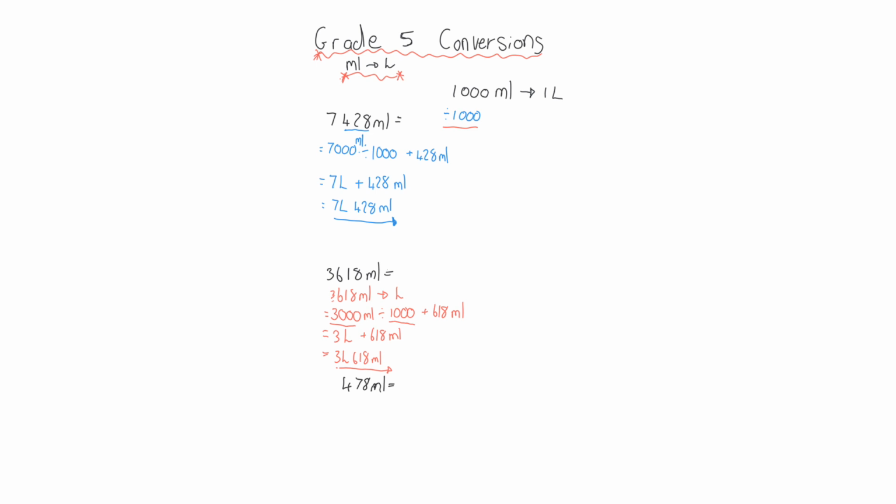Okay, so now we say 478 milliliter. First step first, we're going to say 478 milliliter and take it to a liter. Do you see any thousands? This is 478. So you say 0 divide by 1,000, plus 478 milliliter. If you type that in, you will get 0, and then you'll say plus 478 milliliter. And then at the end you'll say 0 liter and 478 milliliter.